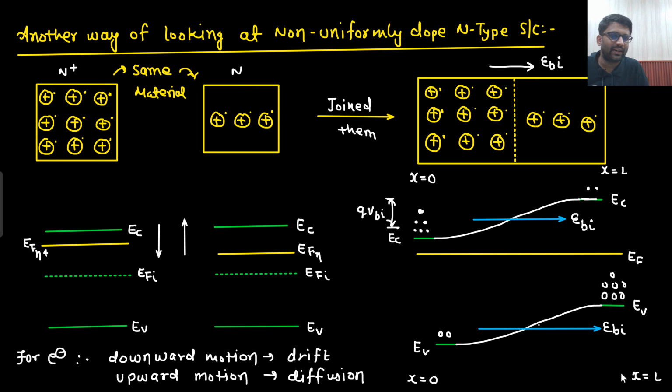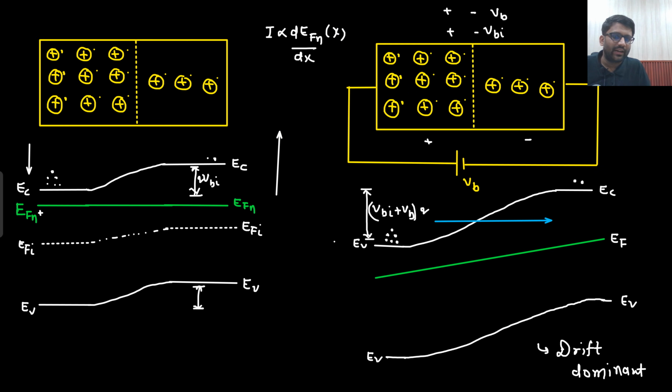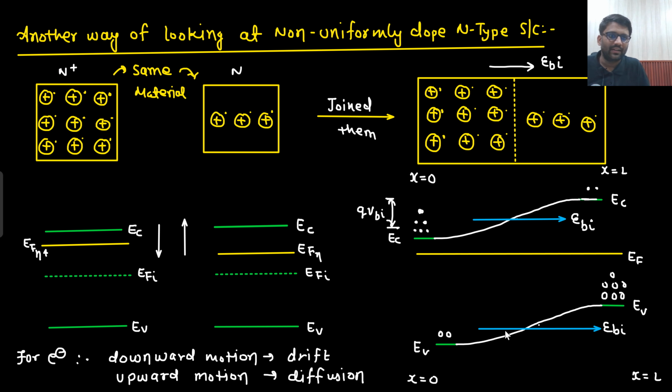So from here I got to know that this was my equilibrium condition. In equilibrium condition, I am getting some built-in potential. This built-in potential makes sure that the amount of diffusion equals the amount of drift. Electrons moving from downward to upward, that motion would be diffusion. If it is moving from upward to downward, that motion would be drift. So this particular part you need to revise, that's it.